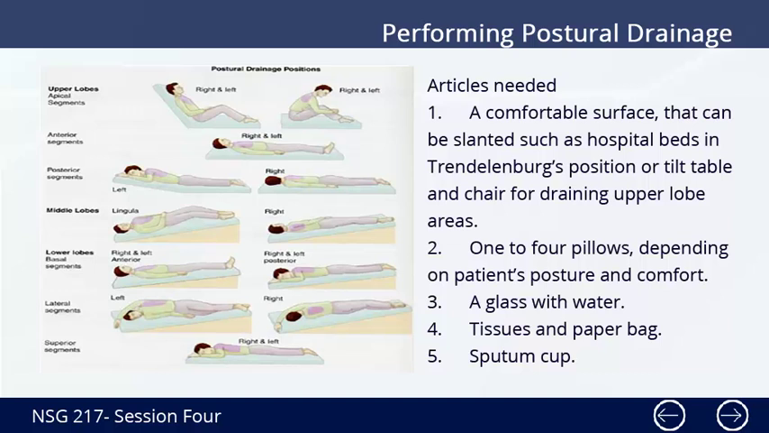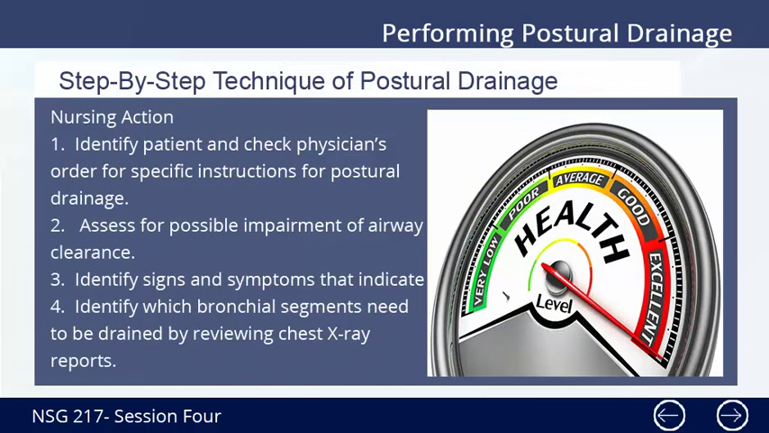Articles needed. Number 1, a comfortable surface that can be slanted, such as hospital beds in Trendelenburg position or tilt table and chair for draining upper lobe areas. Number 2, 1 to 4 pillows depending on patient posture and comfort. Number 3, a glass with water. Number 4, tissues and paper bag. Number 5, sputum cup. The table below shows step-by-step technique of postural drainage and the rationale behind it.